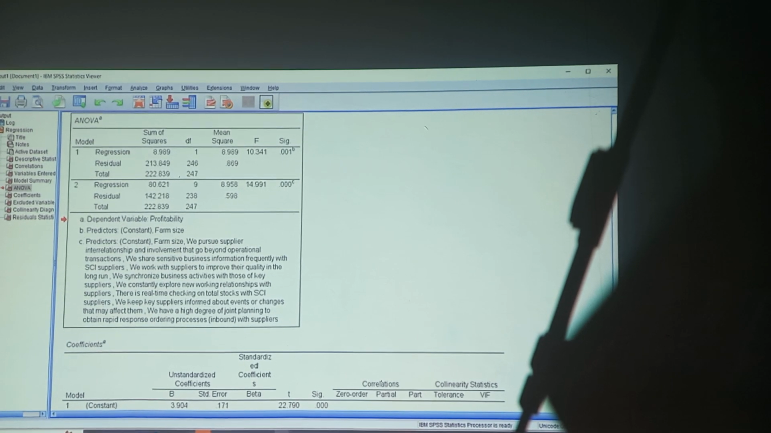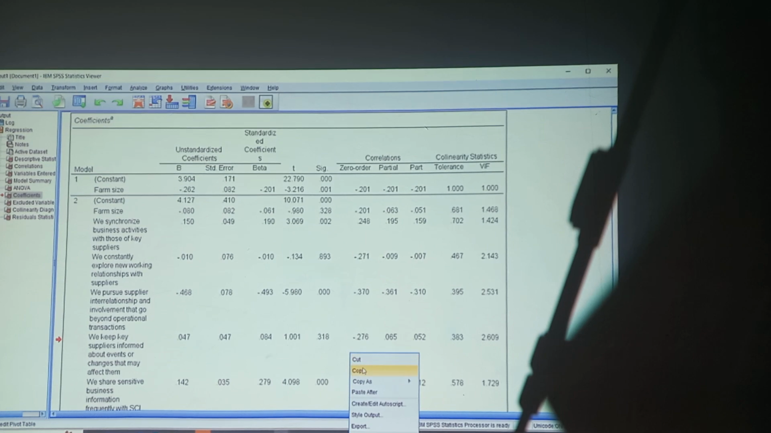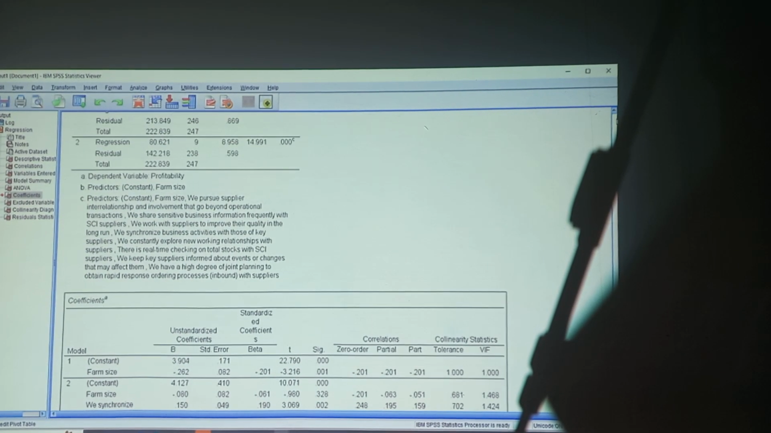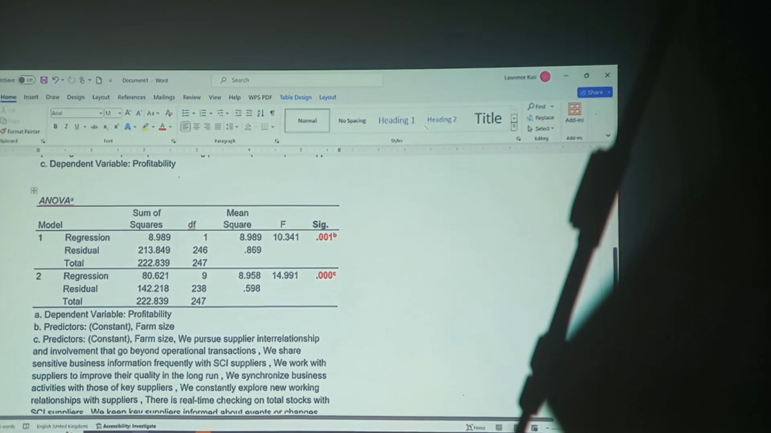Either the firm size or the others. Very good. So we come and look at which is causing that. And that we get from what we call the coefficient table. So we copy the coefficient table and place it there.